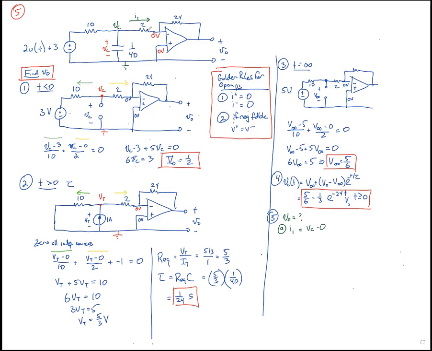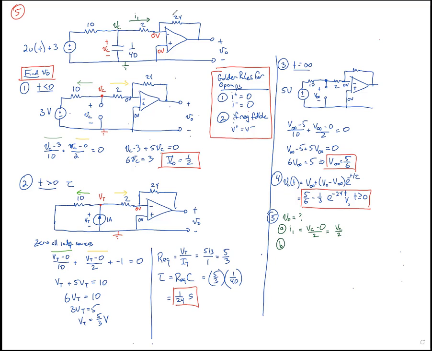minus 0 on this side over 2. And we know what VC is. We already found it up here. So I'll just simplify it as VC over 2, and we can later on plug VC into this. So that's this current. For any time greater than 0, it's this divided by 2.